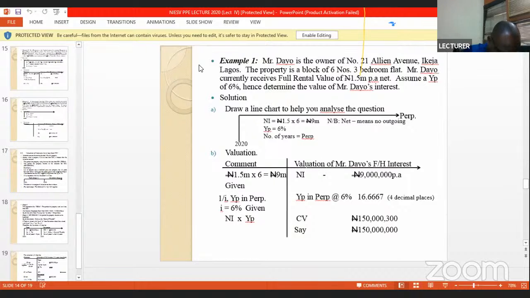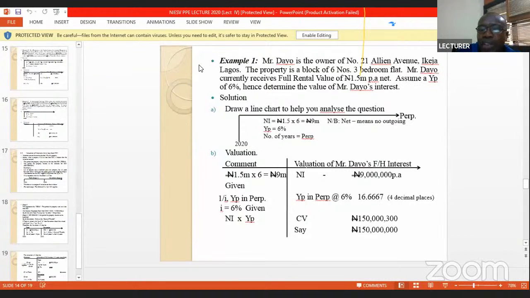If you have your calculator there, you don't need to go far. Just use your calculator. Say 100 divided by 6. That gives you the YP in perpetuity. If it is 5%, 100 divided by 5 gives you the YP. And if you do 100 divided by 6, it will give you 16.6666666.